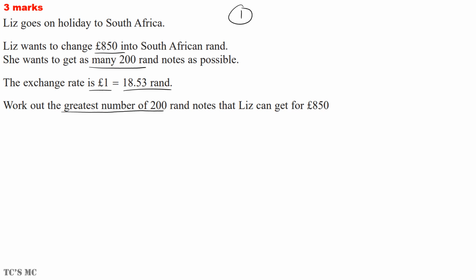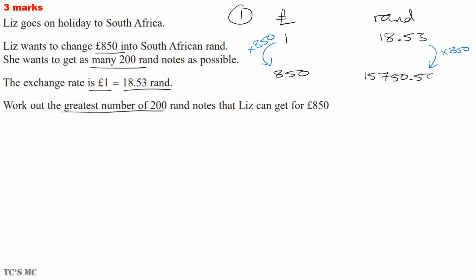Step 1. We need to convert the currency. Start with what you know. We know £1 is equal to 18.53 rand. We are converting £850. I'm going to go downwards. To go from 1 to 850, I need to multiply by 850. I'm going to do the same on the other side. That gives me 15,750.50. Now I have 1 mark.